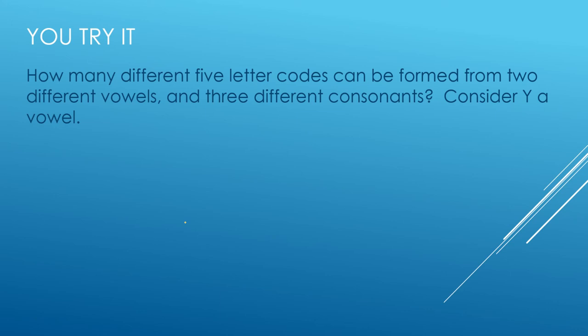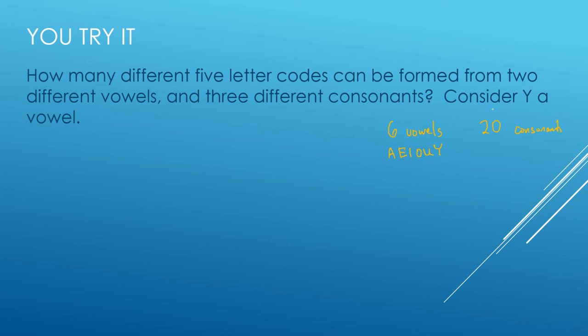So if you want to pause, try this problem. You can unpause when you're ready, or you can follow along with me right now. So in our 26-letter alphabet, we have 6 vowels. We can write those out: A, E, I, O, U, sometimes Y, but here we're counting Y, and that means we're going to have 20 consonants.